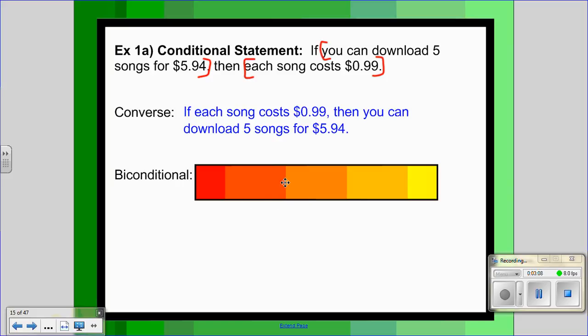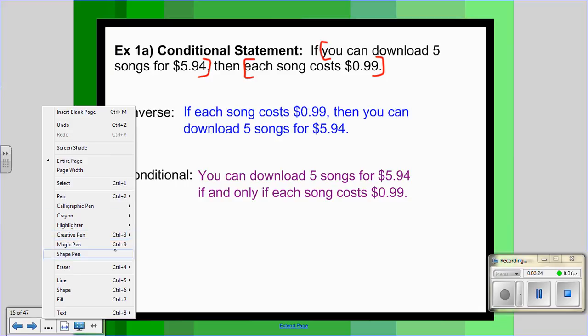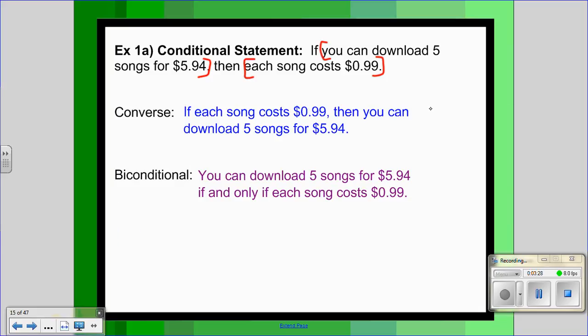Now I can write the biconditional, and the biconditional would read, you can download 5 songs for $5.94 if and only if each song costs 99 cents. Now let's talk about the validity of these statements and see how true they really are. If you can download 5 songs for $5.94, then each song costs 99 cents. Is that necessarily a true statement? No, it's not, because you could have one song cost $2, one song costs 50 cents, and you can get 5 different prices and the total could be $5.94. So that's not necessarily true. So since there's some room for gray area, this is a false statement.